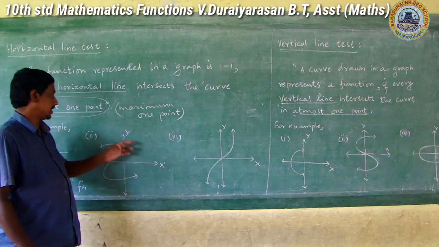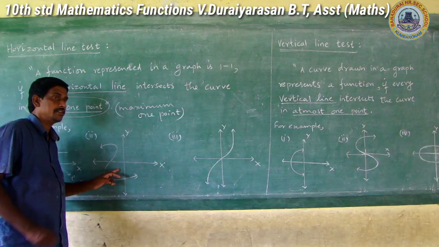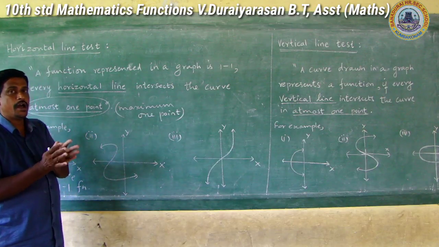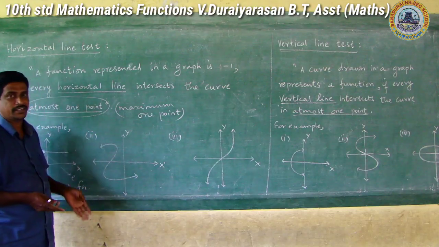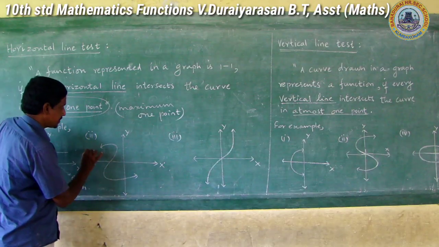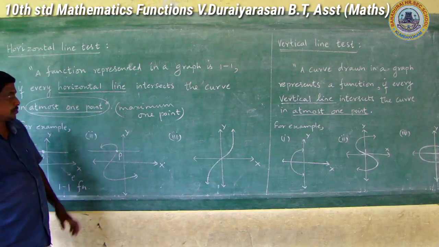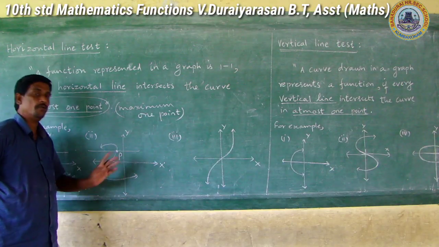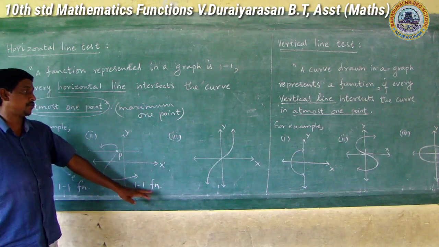This is the x-axis, this is the y-axis, and this is the given curve. Is the graph a 1 to 1 function or not? What is the condition, sir? Draw a horizontal line at any place. Only one horizontal line is drawn, at any place, and it meets at 1 point. So the given condition is satisfied, and the given curve is a 1 to 1 function.